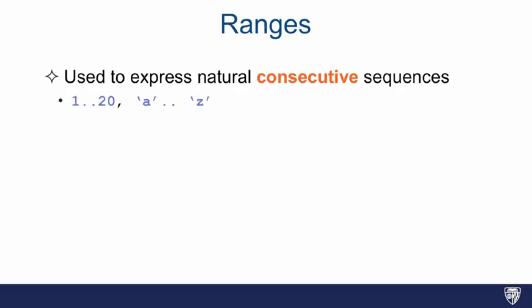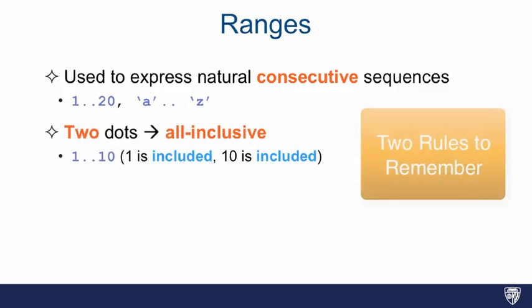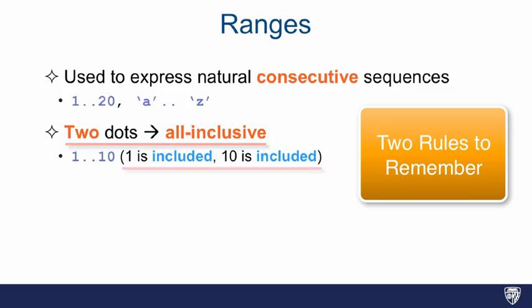So ranges are essentially just a data type in Ruby that are used to express natural consecutive sequences. For example, if you want to express 1 through 20 or A through Z, you could do that using ranges. And really there are two rules to keep in mind. If there are two dots between the beginning and end of the sequence you're trying to express, for example 1 and 10, two dots means all inclusive. 1 is included, 10 is included, and obviously all the numbers in between are included.